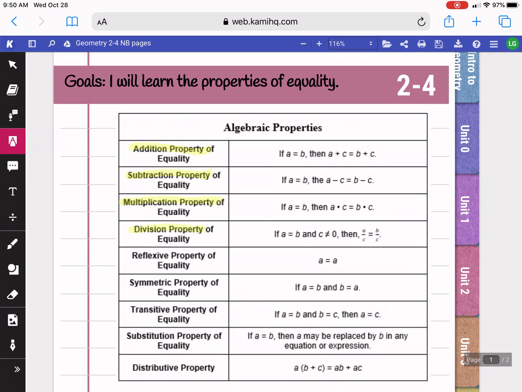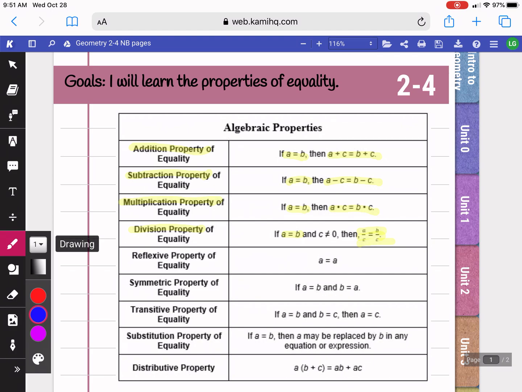division property. Basically, the addition property says that if you have an equation like a equals b, that you can add c to both sides and your equation will still stay equal. So basically, when you're solving an equation and you're adding something to both sides, you're using the addition property of equality. Subtraction property is similar, but this time you would be subtracting from both sides. For multiplication property, same thing, but now you're multiplying to both sides. And division property, you would be dividing from both sides.